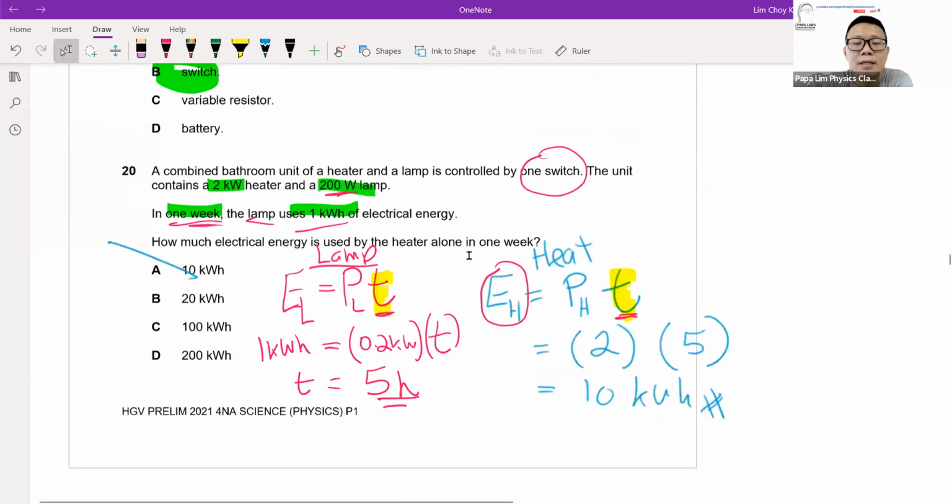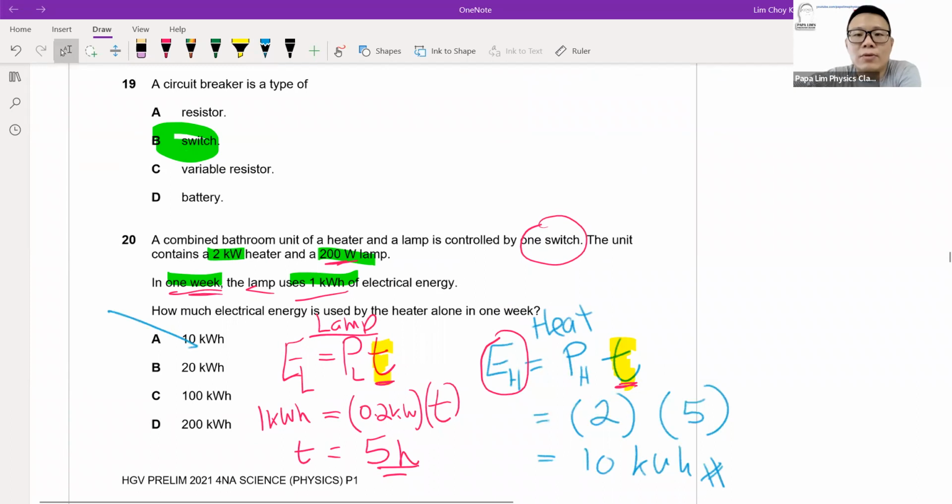Okay, so that is so much for the MCQ. Remember, if you need the MCQ answer, just pause and go back to whichever question you need. If you need section B, paper 2, section A or section B, just pause the video and go to the respective location. You don't need to watch through the whole video. So now we will proceed on to paper 2.